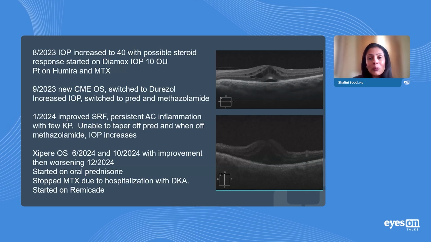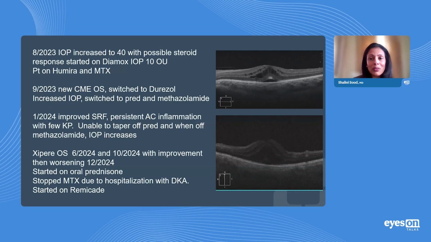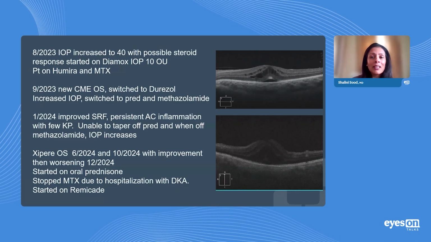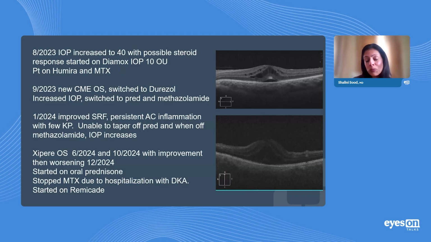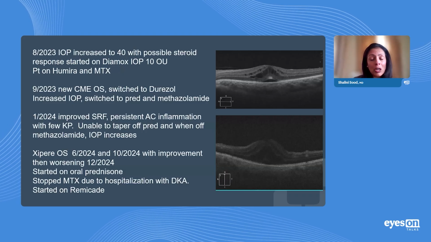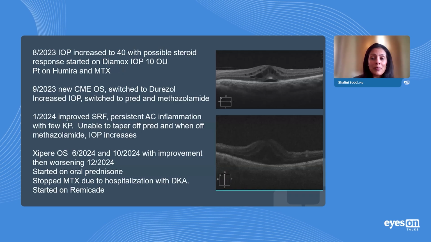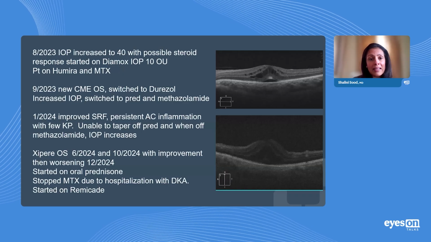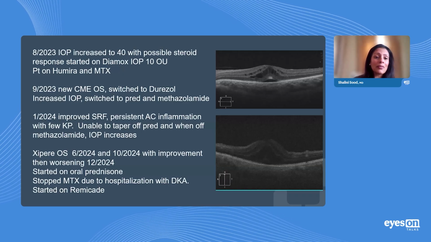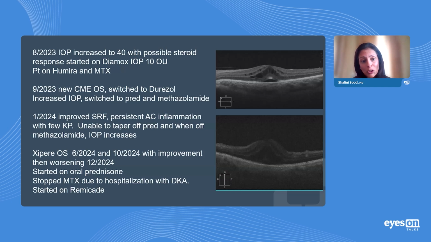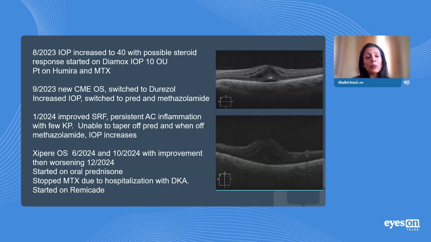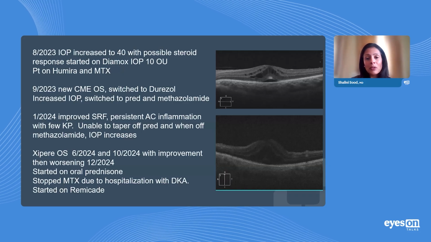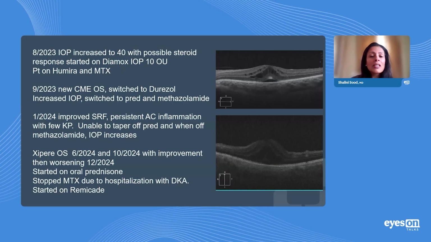Throughout that year, we went through a back and forth clinical course where her CME would improve when she was put on a more potent steroid like Durezol. Then we would have to put her on methazolamide, oral CAIs. We tried to switch her back, taper off the steroid, and then the inflammation would return. So anytime we tried to taper off the prednisolone or the methazolamide, her pressure would increase and the inflammation would return.